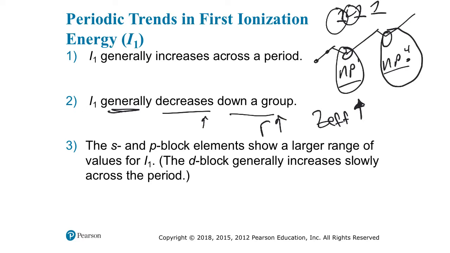The s and the p blocks show a larger range of values for I1. So when you're comparing the transition metal, the d block I1s, there's a little bit of a pattern here where it doesn't always fit the pattern of increasing from left to right. So it's a bit of a pattern, but it's a small change in the d block. The s and p block show a pretty big change in ionization energy from left to right.